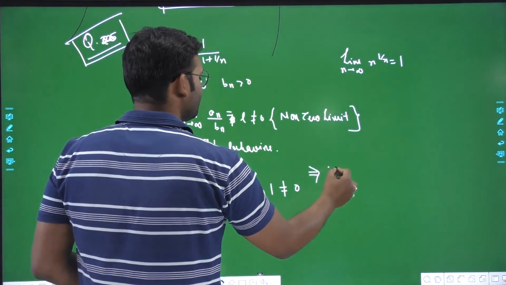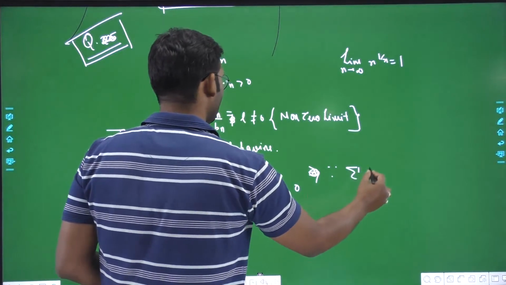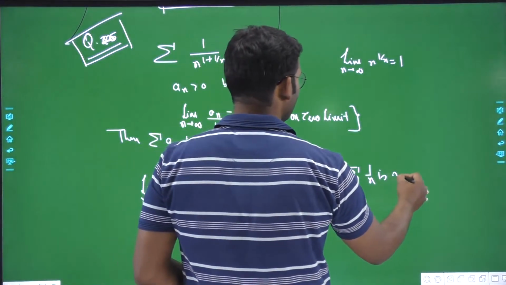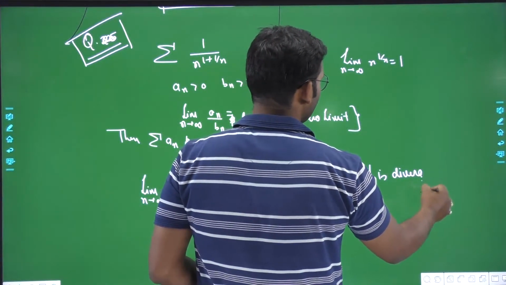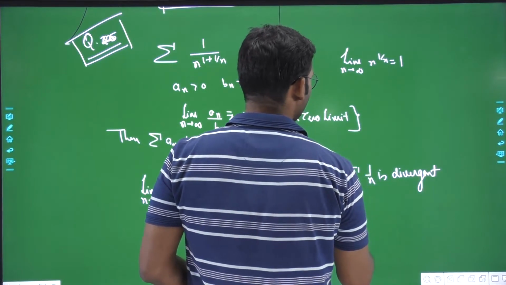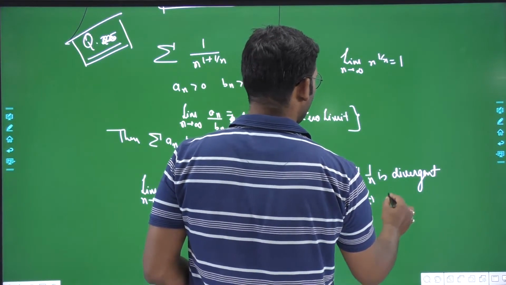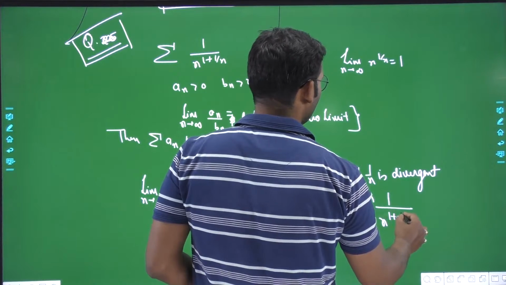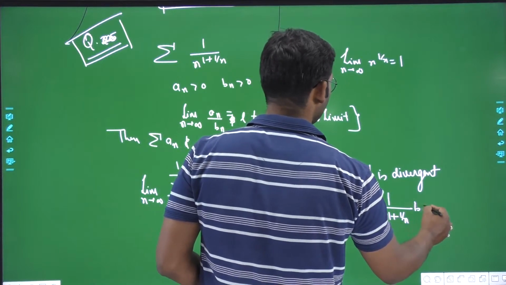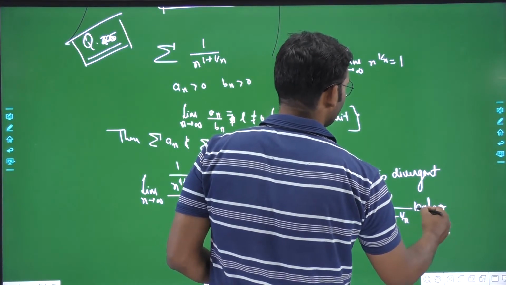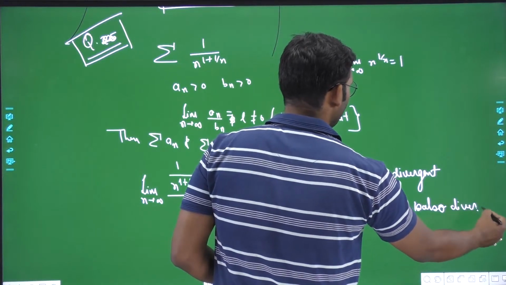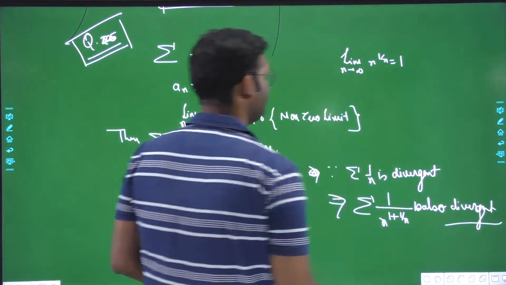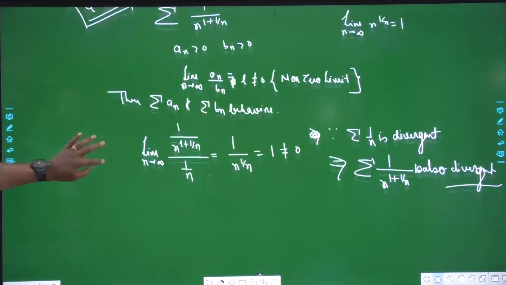And since summation 1 upon n is divergent, it implies summation n raised to the power 1 upon n is also divergent. So this is also divergent. I hope this was an easy question.